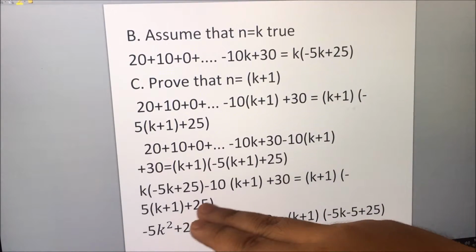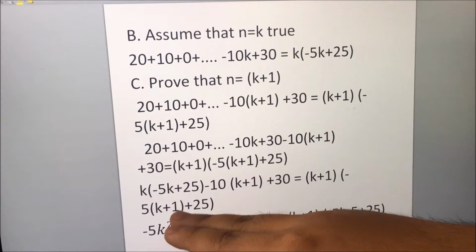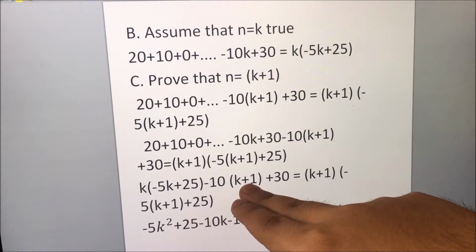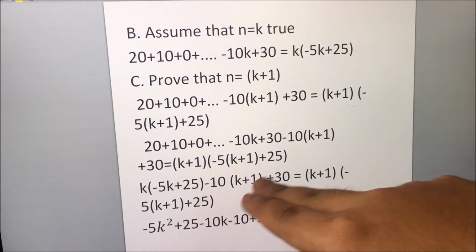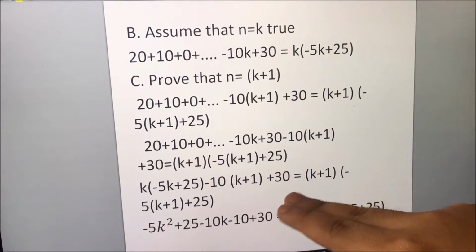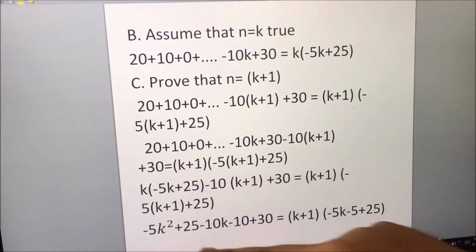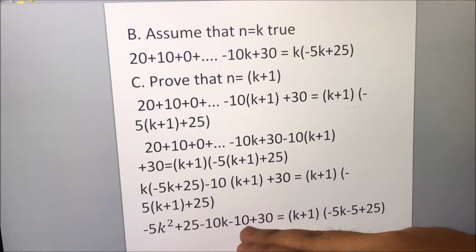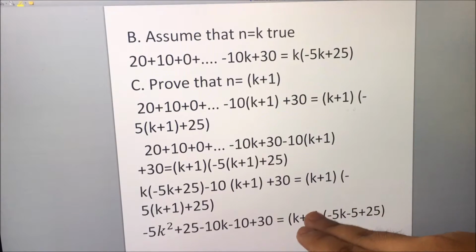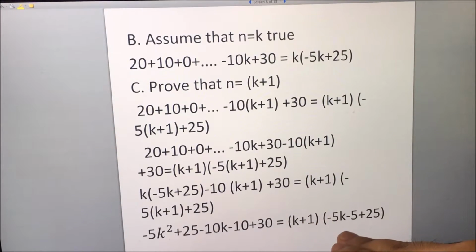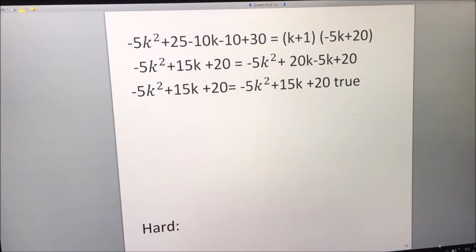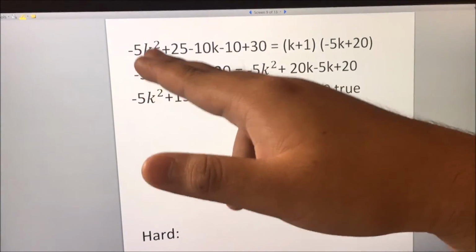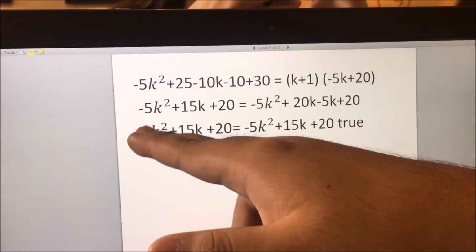We have to do everything that's necessary over here, operations, distributions, etc., and do the same here as well, and we end up with this. Negative 5k squared plus 25 plus 10k minus 10 plus 30 equals (k plus 1) multiplied by negative 5k minus 5 plus 25. So then, we end up with this, after doing everything necessary.